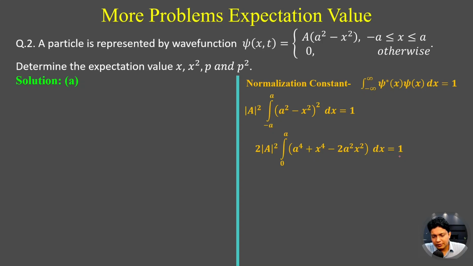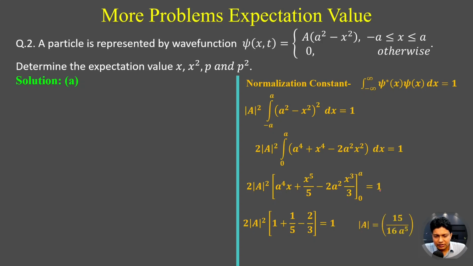Now if we integrate this, this integral will be a to the power 4 x, x power 5 by 5, and minus 2a square x cube by 3, and if we put the upper limit and lower limit, this will be 2 times mod of A square, 1 plus 1 by 5 minus 2 by 3 equal to 1. So here we can calculate the value of mod of A. This will be 15 by 16 a to the power 5, power 1 by 2. This is the value of the normalization constant.